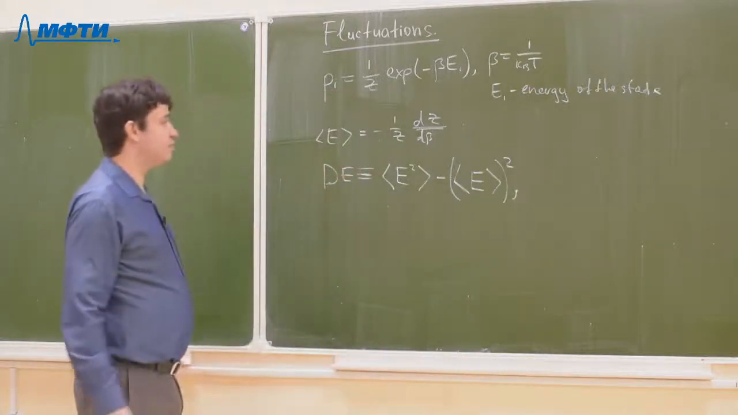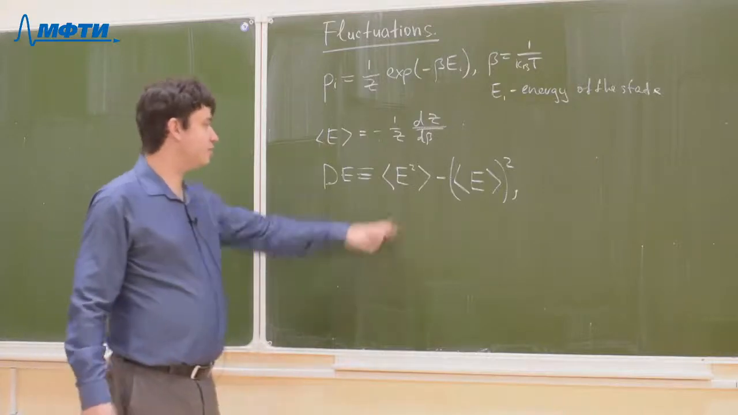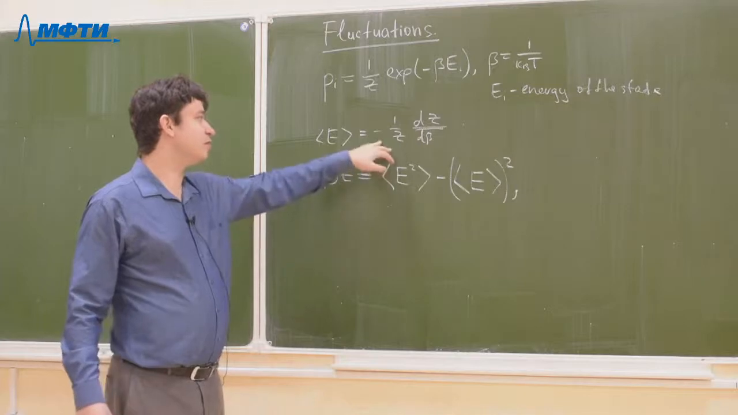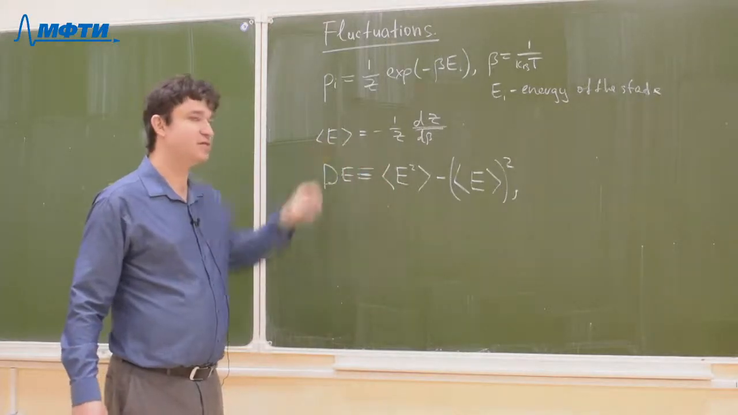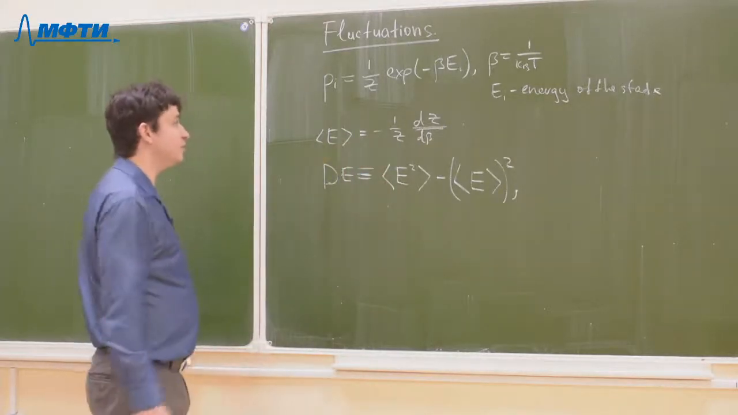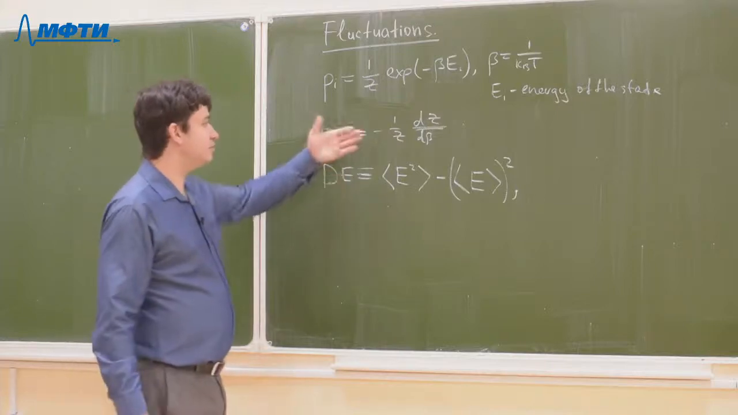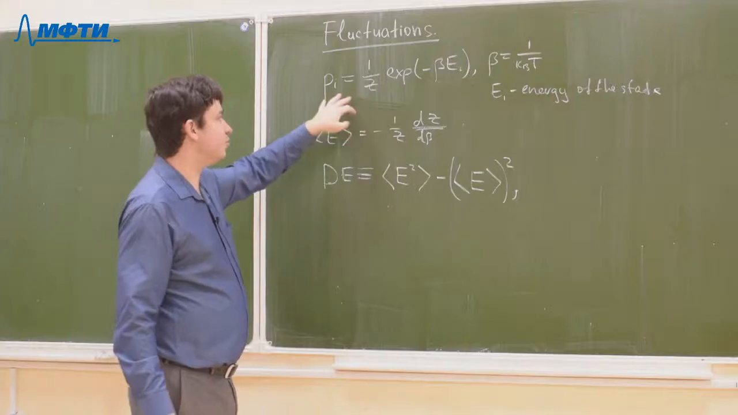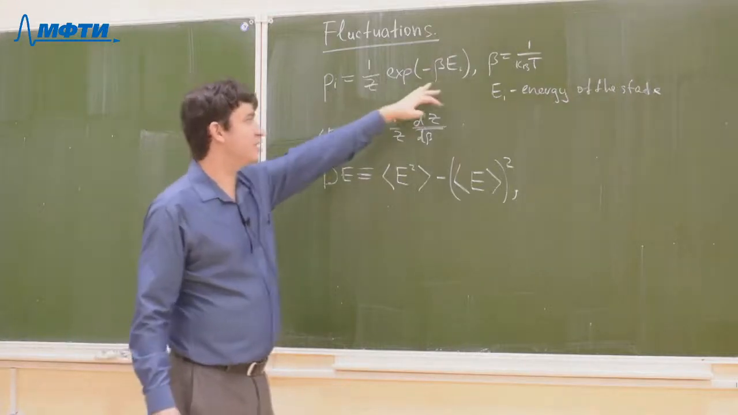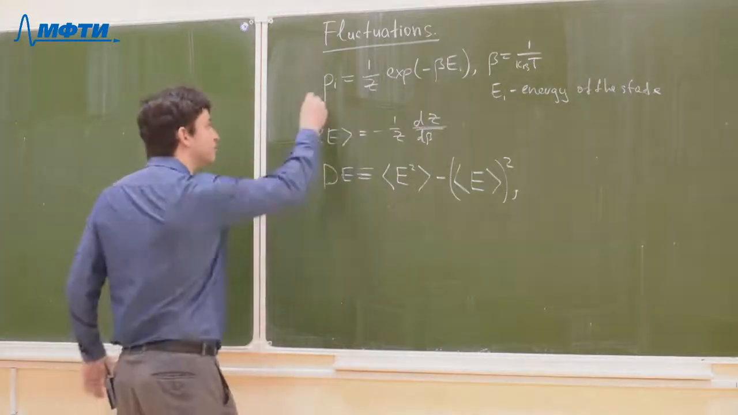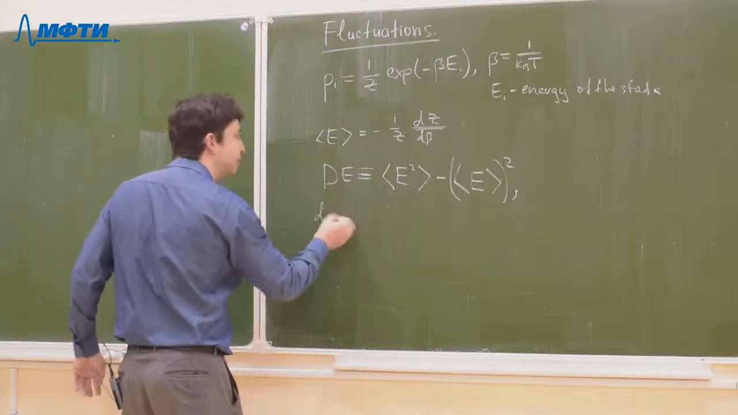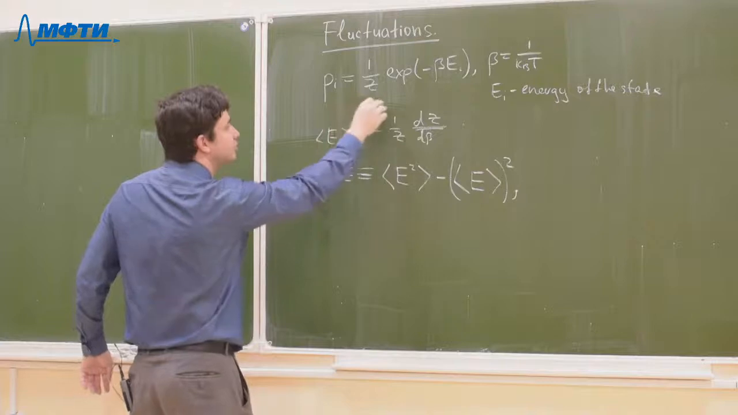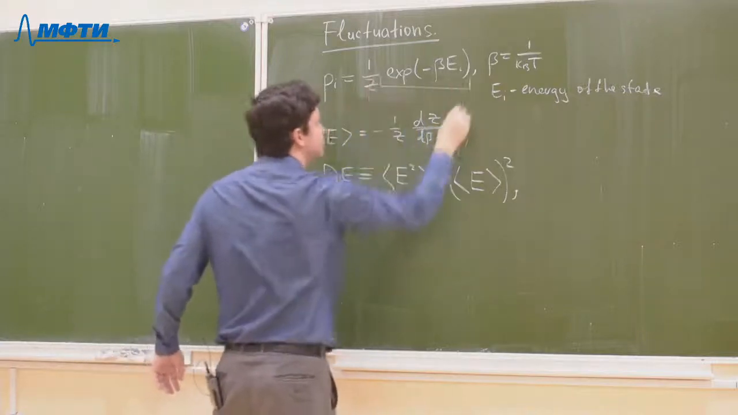Okay, so now we are going to derive the average square of energy using the very same method which we have applied to derive the average energy. We calculate a derivative over beta. Well, not of the distribution, we calculate the derivative of this exponent.